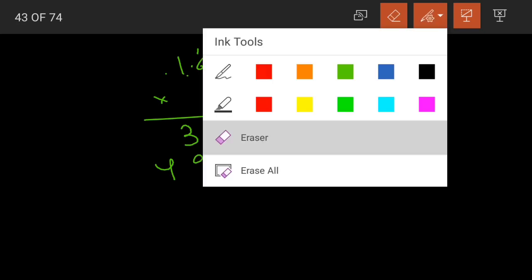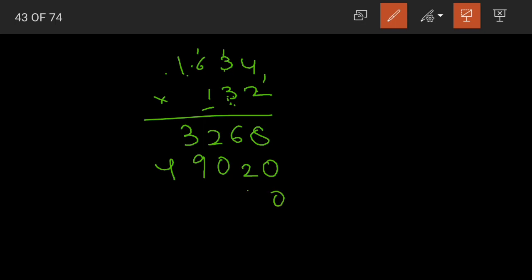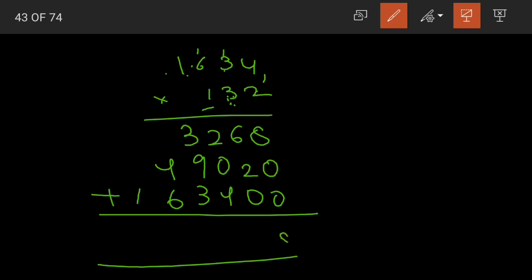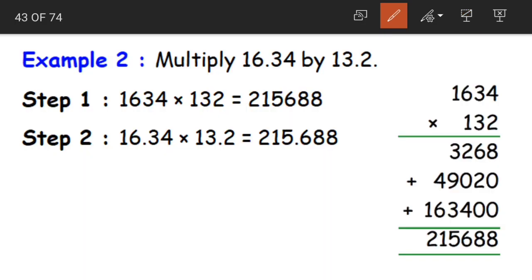So we are done with the 2 digits. Moving on to the third digit 1. We have to place 2 zeros. 1 4s are 4. 1 3s are 3. 1 6 are 6 and 1 1s are 1. We have to simply add now. 8 plus 0 is 8. 6 plus 2, 8. 2 plus 4, 6. 3 plus 9, 12. 12 plus 3, 15. 1 carried. 1 plus 4, 5. 5 plus 6, 11. 1 carried. 1 plus 1, 2. Now here this is our answer, 215688, but this is not our final answer.